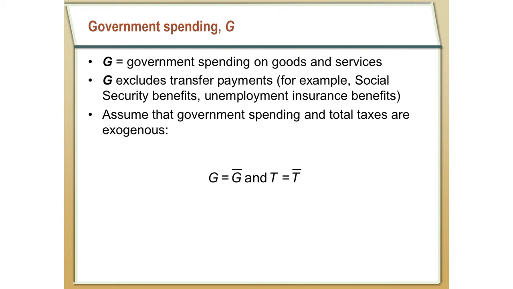We can still analyze what happens when government spending and taxes change, but we're assuming that these variables are exogenous in the sense that they are determined outside of the model that we're building.